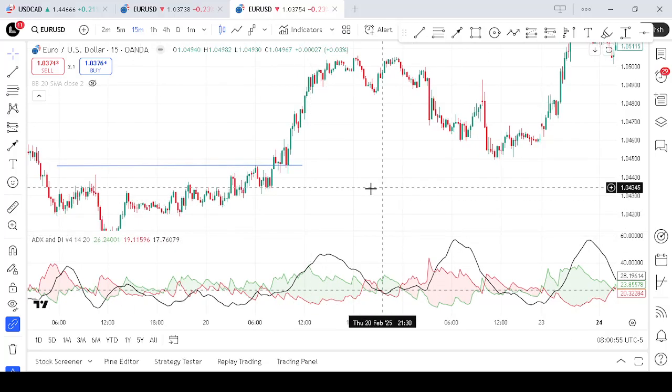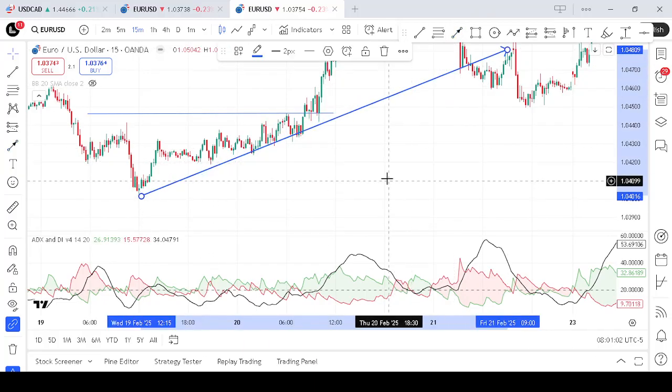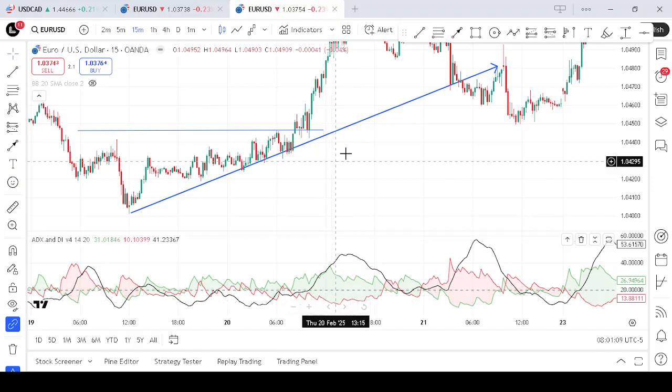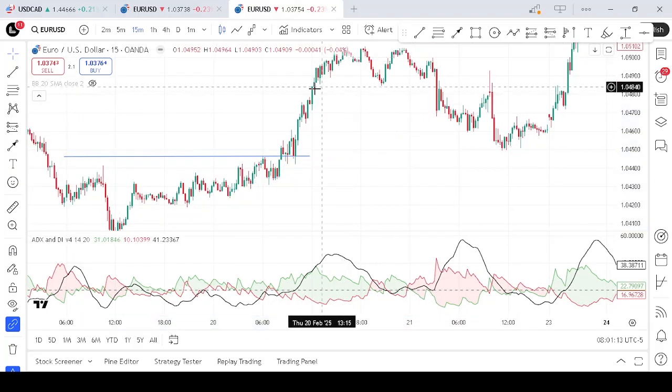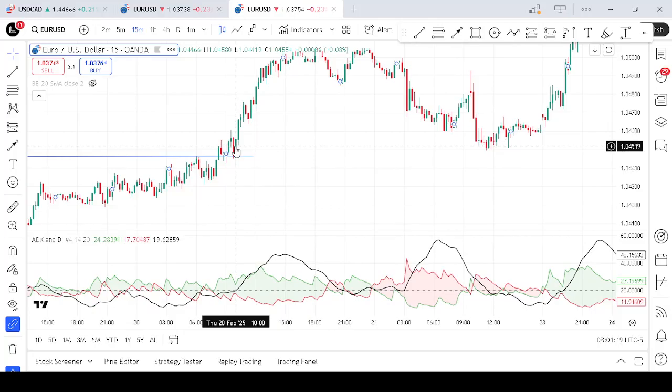So for a strong trend, as you can see from this example, the market is trending towards the upside. At this area we can see that the ADX line is above 25 and the positive DI line is above the negative DI line. So it shows that yes, there's a strong bullish trend, and at the same time there is a signal for you to trade in the up direction.